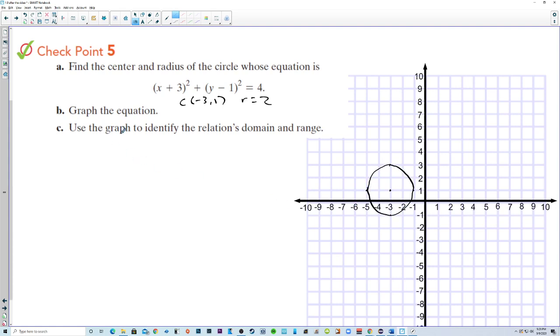Graph the equation and use the graph to identify the relation's domain and range. So the domain would be from -5 to -1. And the range is -1 to 3.